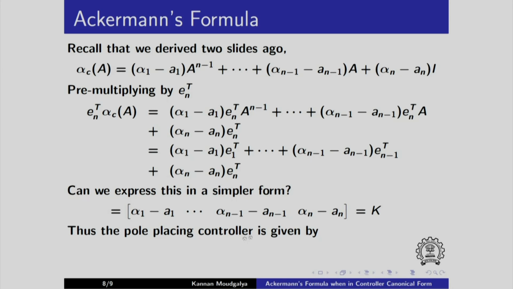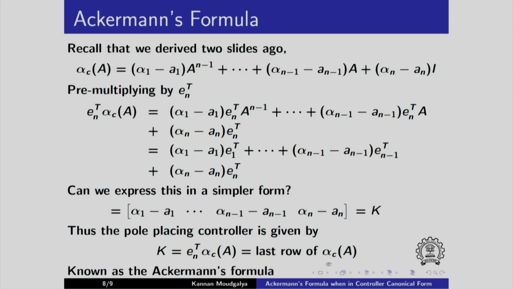Thus the pole placing controller is given by what we have here, which is En transpose alpha c of A. And what is En transpose? En transpose is all zeros and 1. When you multiply it, it picks the last row. So this is nothing but the last row of alpha c of A. What is alpha c of A? Remember how we got alpha c? This was the desired polynomial, and then we evaluated this at A. This formula is known as the Ackermann's formula.